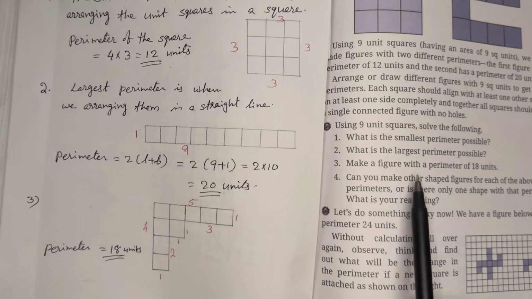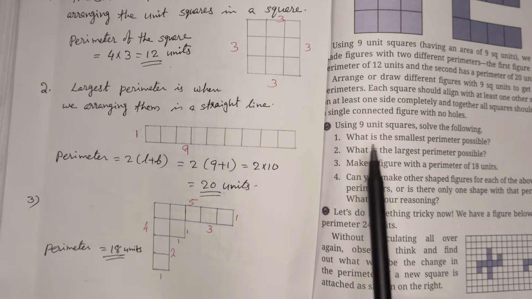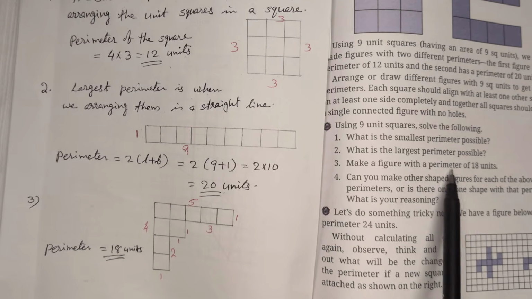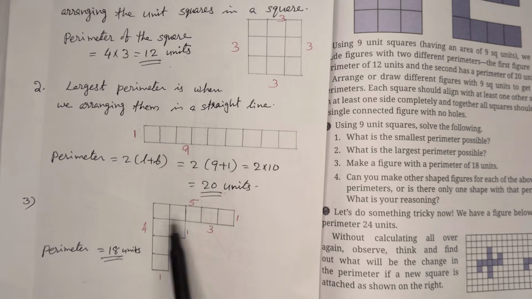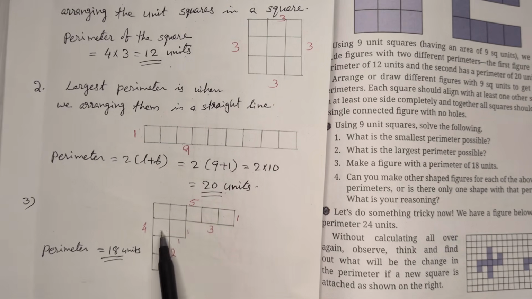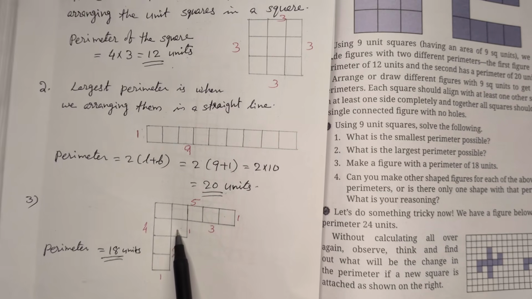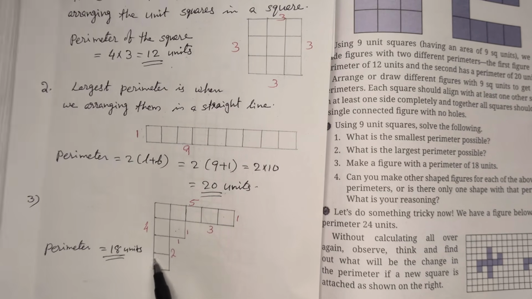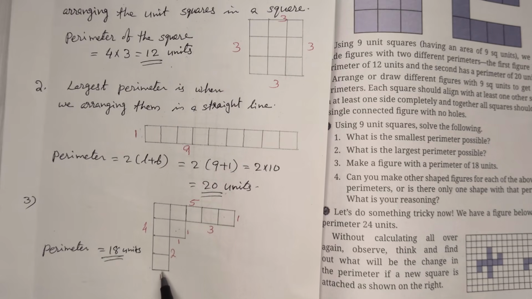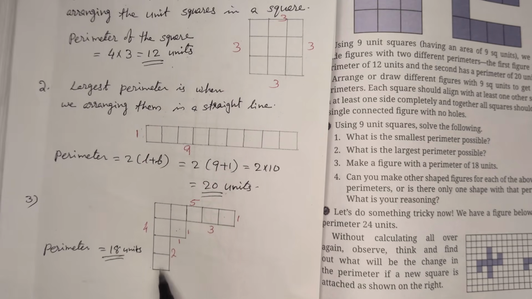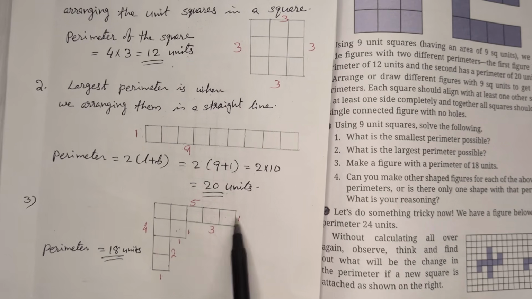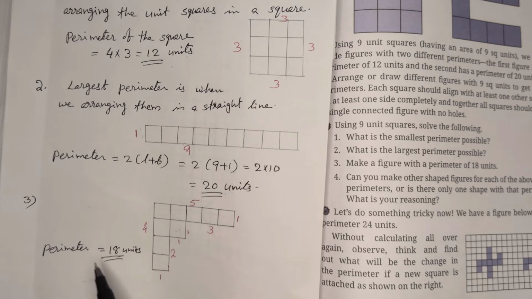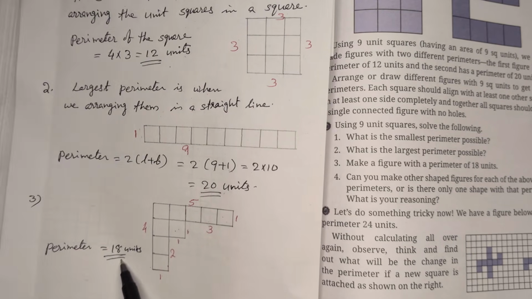Now the third one, make a figure with a perimeter of 18 units. Using these 9 squares, we have to make the perimeter 18. So we can arrange 5 squares horizontally, 1, 2, 3, 4, 5. So this side length is 5 units. And next here 2 units more, 2 squares. This side is coming 4, 1, 2, 3, 4, and each one with width 1. So 4 plus 1, here 2 squares. So 2, 1, 1, here 3 squares, 3, 1. We are adding all these measurements, and we will get the perimeter of this figure, that is 18 units.